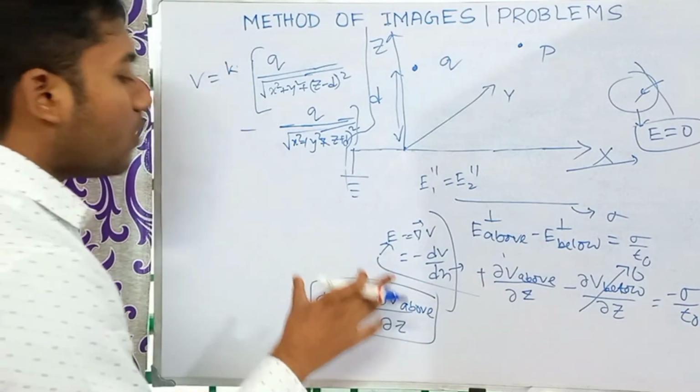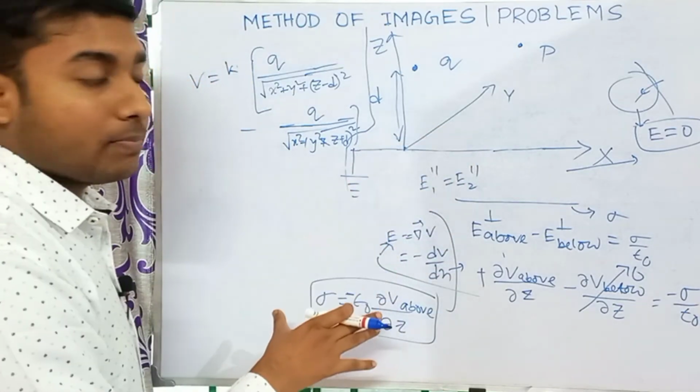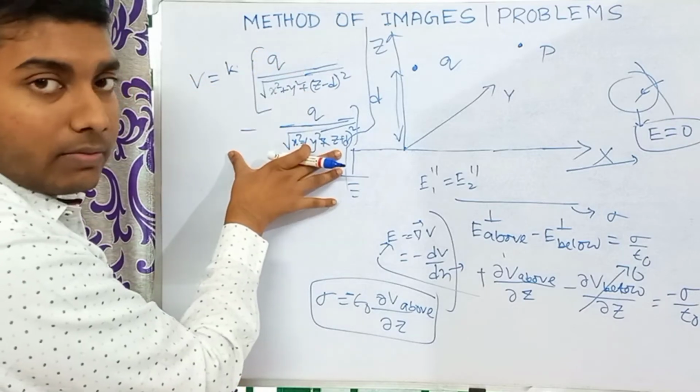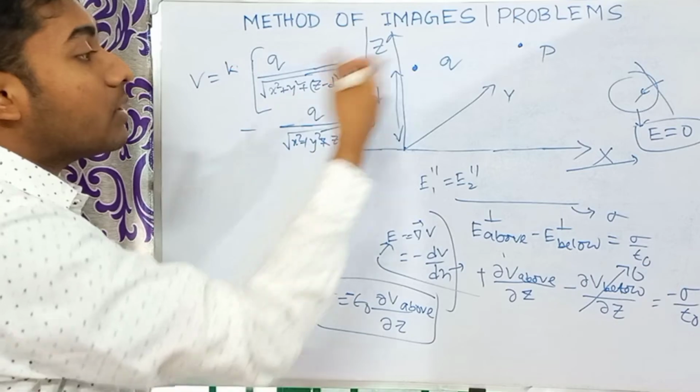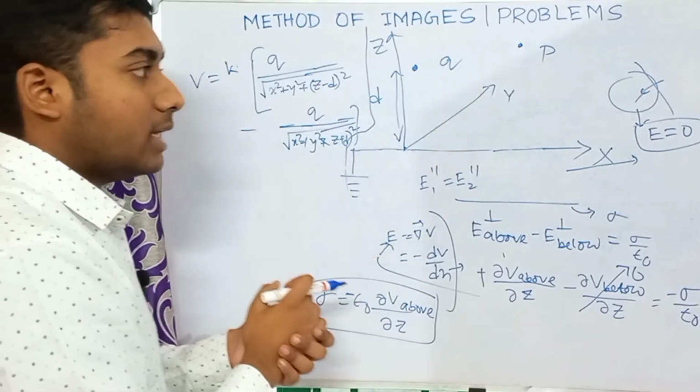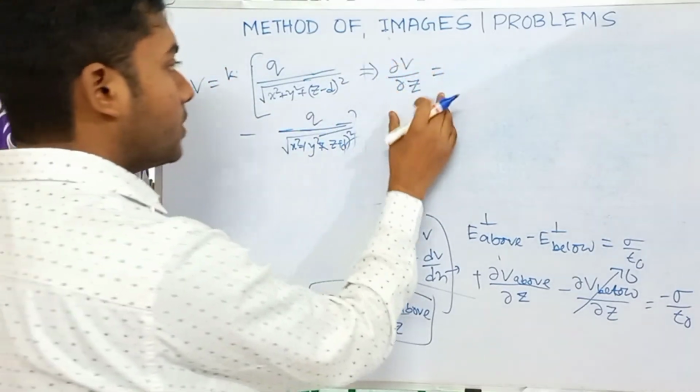Now we will put this concept here. This is our expression of v for any arbitrary point above the plane. So if we take the derivative of this, we will get the answer. Let us understand that. Calculate the derivative of v with respect to z.